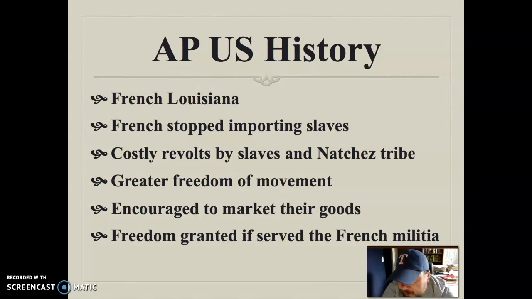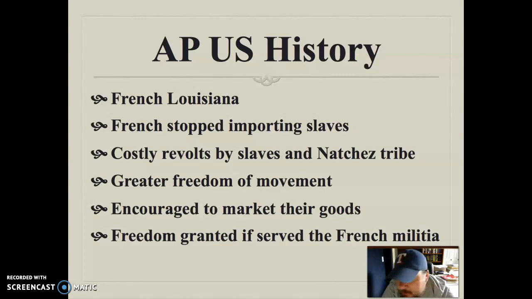So when this is going on, obviously they kill about a tenth of the French population. The French in retaliation come back and they team with the Choctaw tribe and they eventually put an end to the rebellion. Now this makes an interesting dynamic. They stop importing slaves. They decide it's really not worth it. But they do still have slavery in Louisiana.